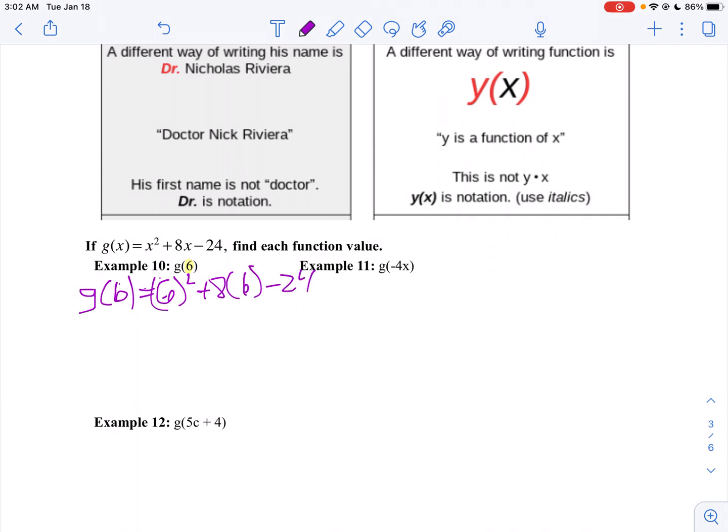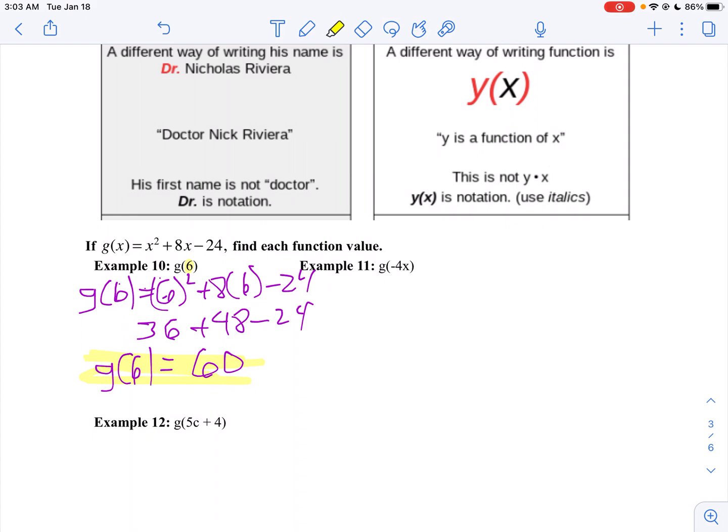Now we'll just simplify the right hand side. So 6 squared is 36. 8 times 6 is 48 minus 24. And 36 plus 24, that would be 60. So there's our answer. So I'll say g of 6 equals 60. I'm going to erase that circle there. I'll use a highlighter instead.